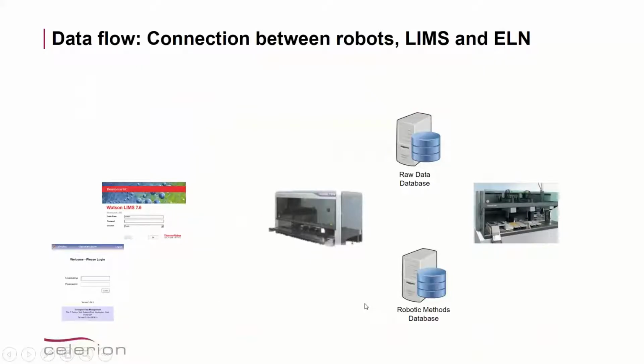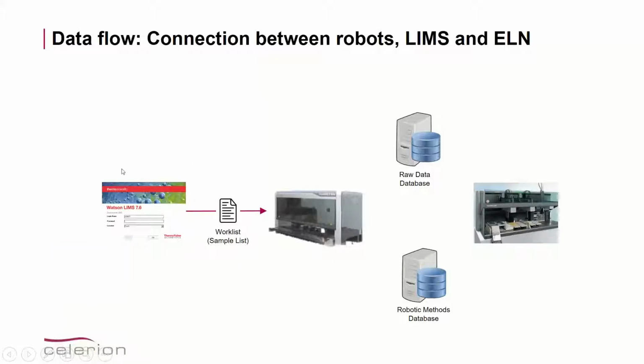Here we show you a Celerion system composed of two robotic liquid handlers, Hamilton and Tecan Evo, our databases, our electronic laboratory notebook, Lab Notes, and Watson LIMS. In this particular case, the Hamilton system transfers samples from tubes to plates, including performing dilutions, while the Tecan Evo system performs the sample workup, including reagent addition, washing of plates, and plate readout.